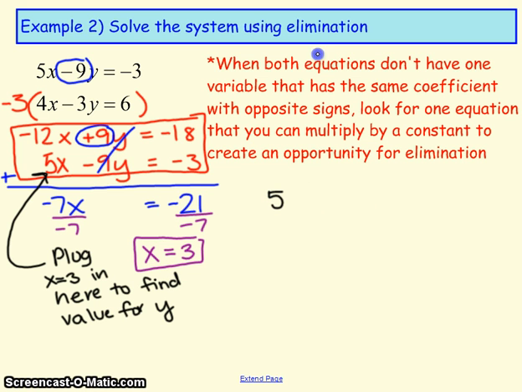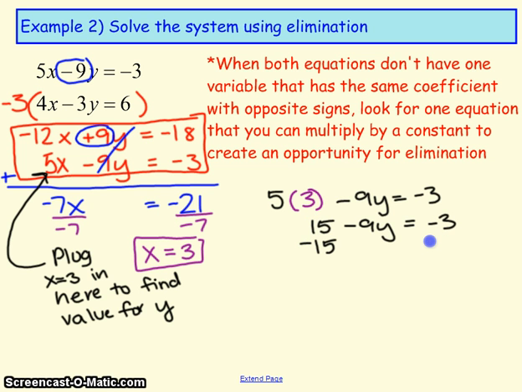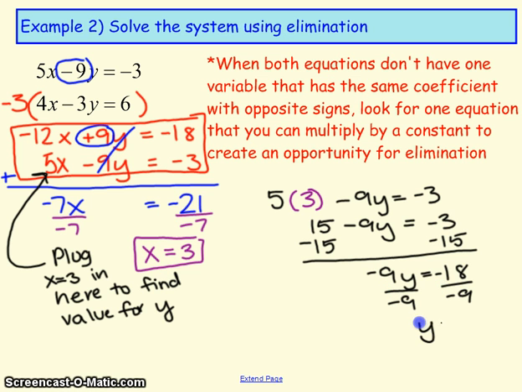I'm going to start with my 5, and then for my x value, I know that that's now 3. And then I need to say minus 9y equals negative 3. So that's 15 minus 9y equals negative 3. I'm going to subtract 15 on both sides, which gives me negative 9y equals negative 18. I'm going to divide both sides by negative 9, and I get for my answer y equals positive 2.